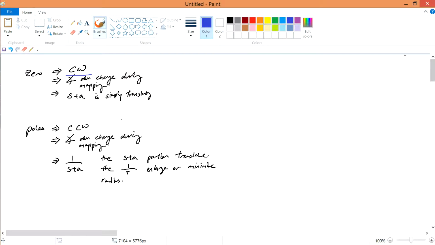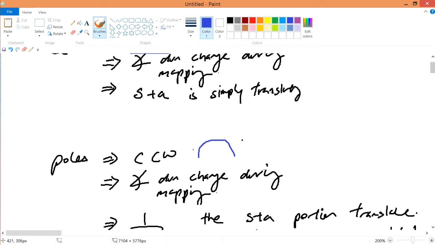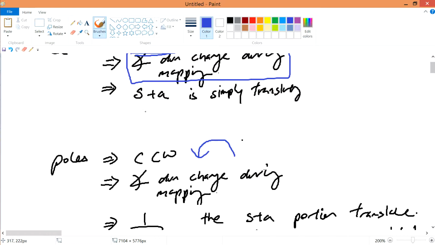In the previous videos we talked about poles and zeros. The trend shown in this summary is that the zeros move in the clockwise direction, and the poles go in the anti-clockwise, or counterclockwise, direction. The similarity between the zeros and the poles is that the angles don't change during the mapping process from the S domain to the transfer function domain.